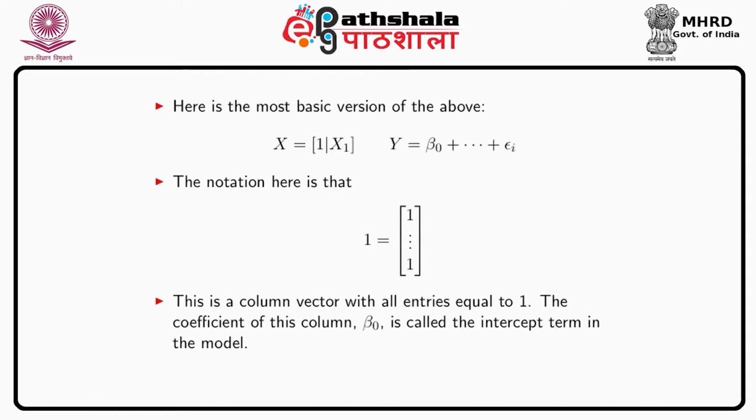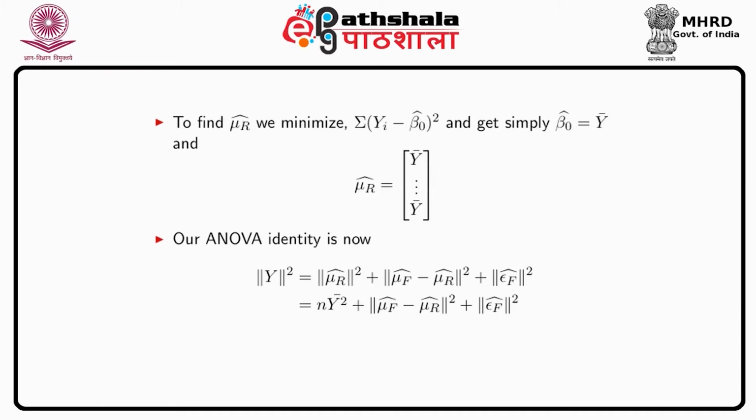So here is the most basic version of the model that we have just talked about, the full model and the reduced model. Let us take X as a partitioned matrix where the first partition is 1, which is a vector of all ones, and the other part of the matrix is x1. So 1 is a column vector with all entries equal to 1, with as many entries as the order of the X matrix, and the coefficient of this column is beta 0, which is nothing but the intercept term in the linear model. Now to find mu r hat, we minimize the summation of yi minus beta 0 hat squared and get simply beta 0 hat equals y bar, or the mean of y, which is what we get when we find the estimate of beta 0 by the method of least squares.